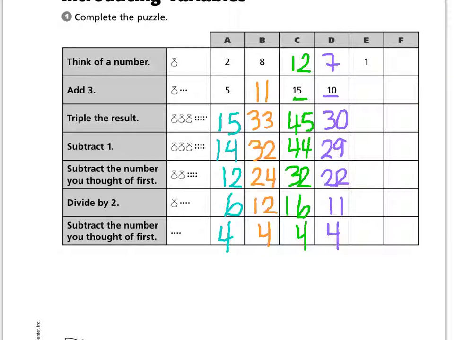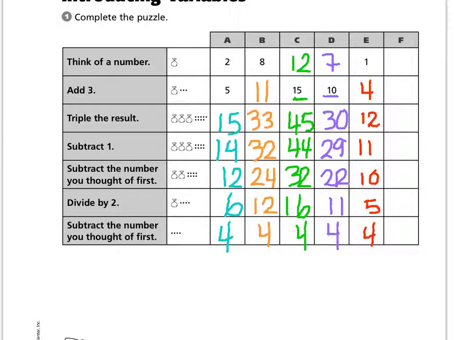You thought of 1 first, you're going to add 3, which is 4. Triple the results. 4 times 3 is 12. Subtract 1, which is 11. Subtract the number that you thought of first is 10. Divide by 2 is 5. Subtract 1 from that and you get 4.